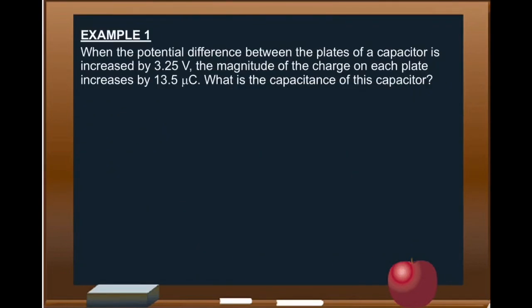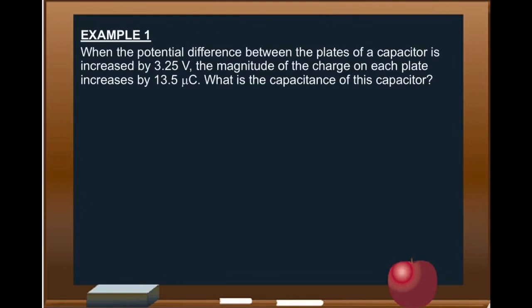So let's look at example 1. When the potential difference between the plates of a capacitor is increased by 3.25 volts, the magnitude of the charge on each plate increases by 13.5 microcoulomb. What is the capacitance of this capacitor?